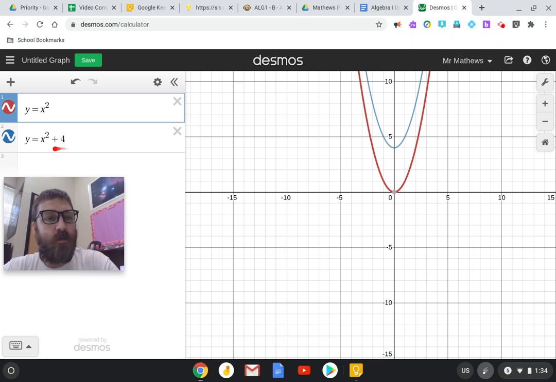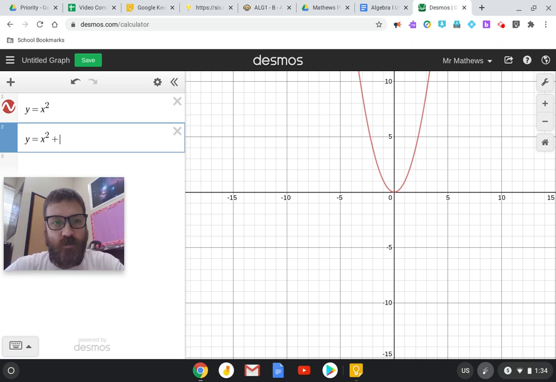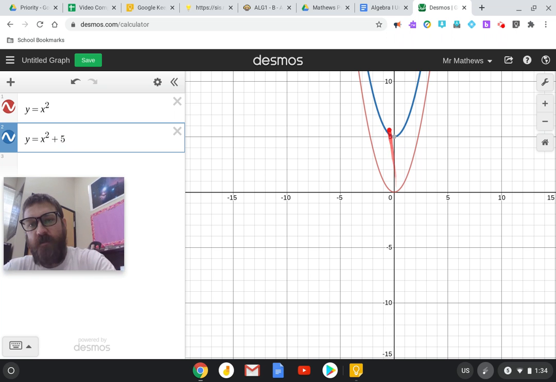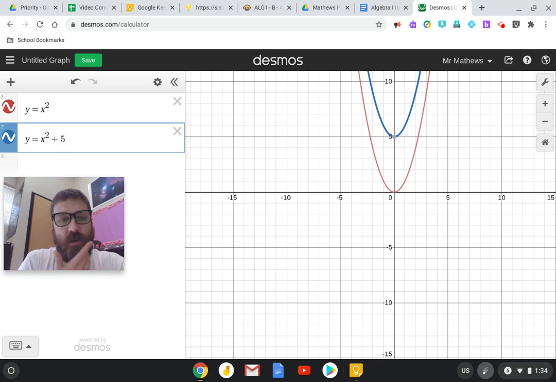By adding a number onto the end of the function, I shift the graph up however many units. So if I change that 4 to a 7, it moves up 7. If I change it to a 1, it only moves up 1. 3, 5, whatever it is, if I add something onto the end, the graph moves up. That's called a shift or a translation in the lesson. So it's a shift upward.